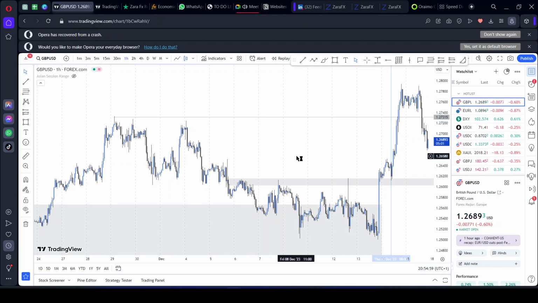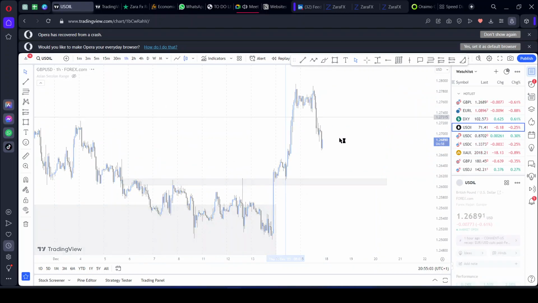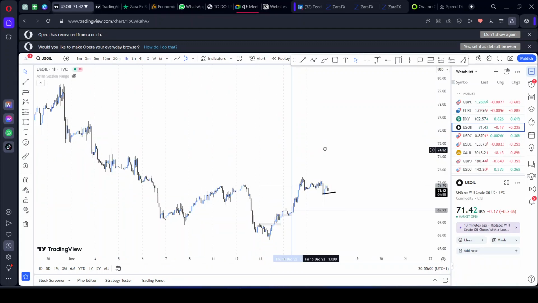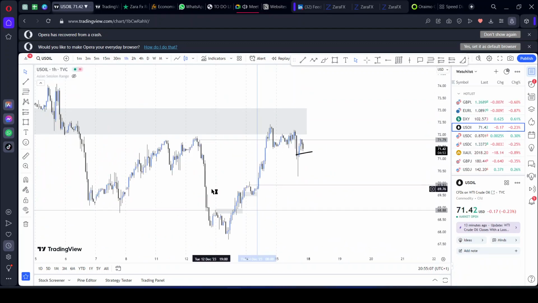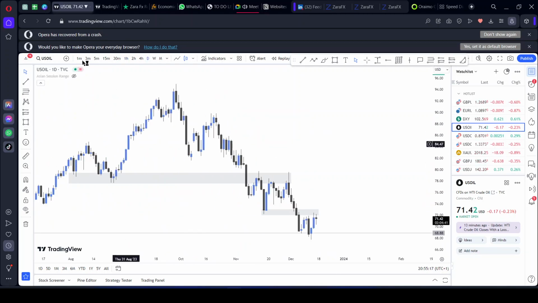So I want to move this chart to, okay, let's start with US oil. I think there's a good setup we can look at on US oil. Let's clear the chart up a bit. Okay, so let's go higher and start from the top downwards. So this is US oil, right?